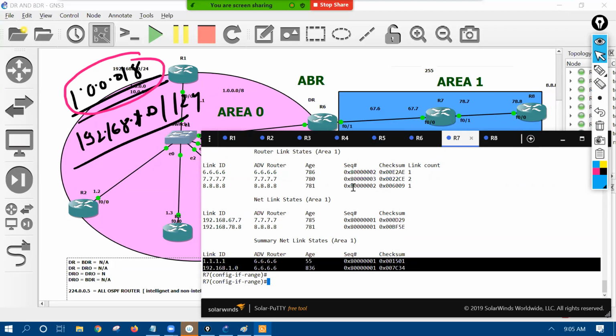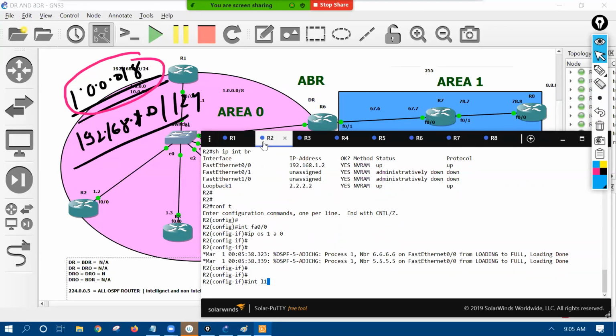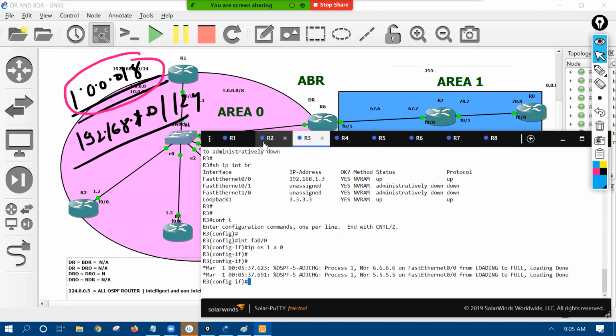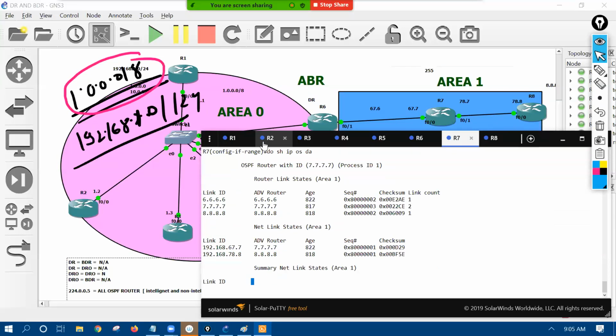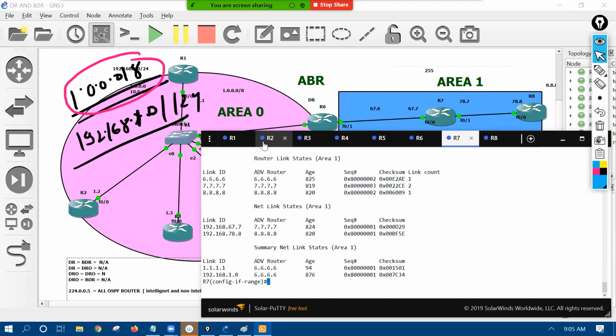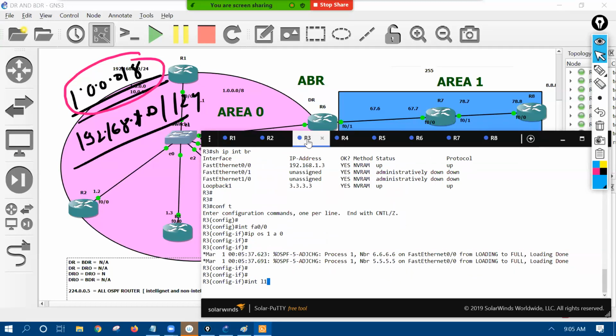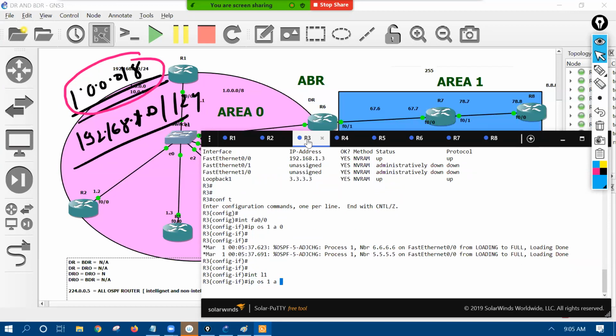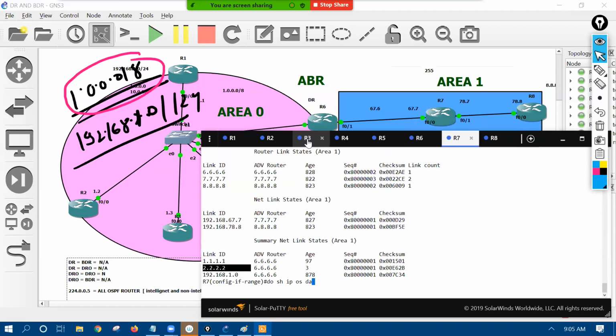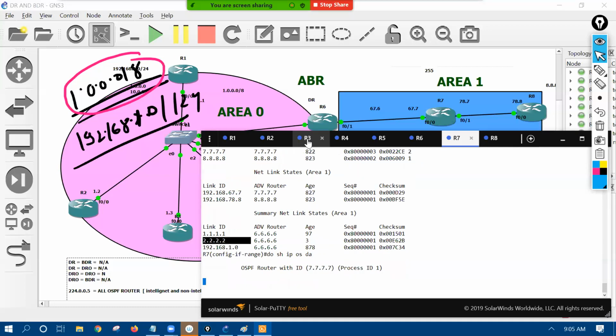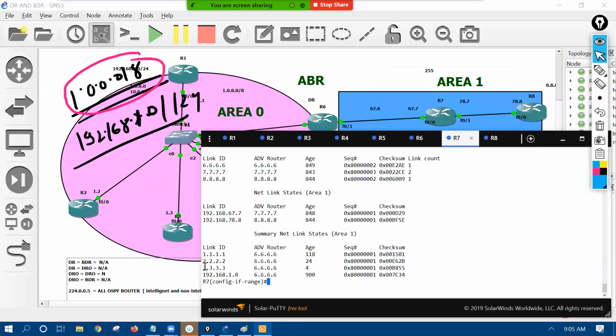If you go on R2 again and advertise the R2 loopback, interface loopback number 1, ip ospf 1 area 0, there is a separate LSA for the 2.0 network. If you go on R3 and advertise the loopback, there is a separate LSA for this one as well. What's the meaning of summary? Summary is a summarized information about your network ID.